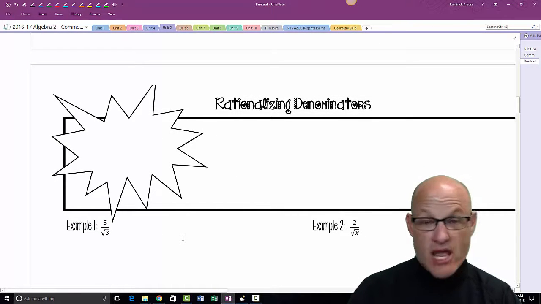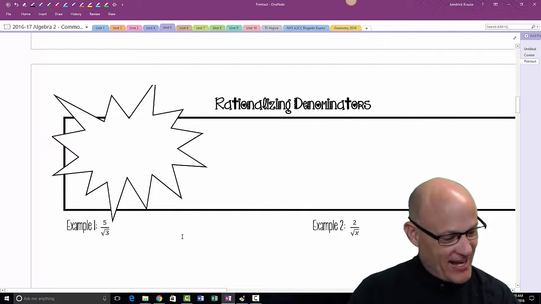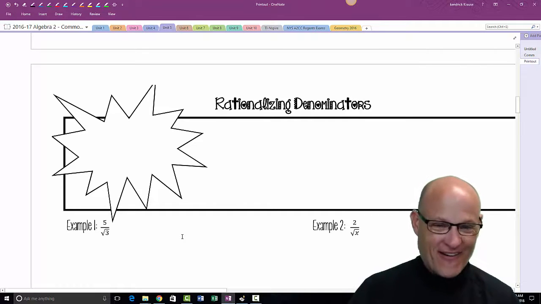Rationalizing denominators. You thought it couldn't get any better, and here we go. We're going to be rationalizing some denominators.